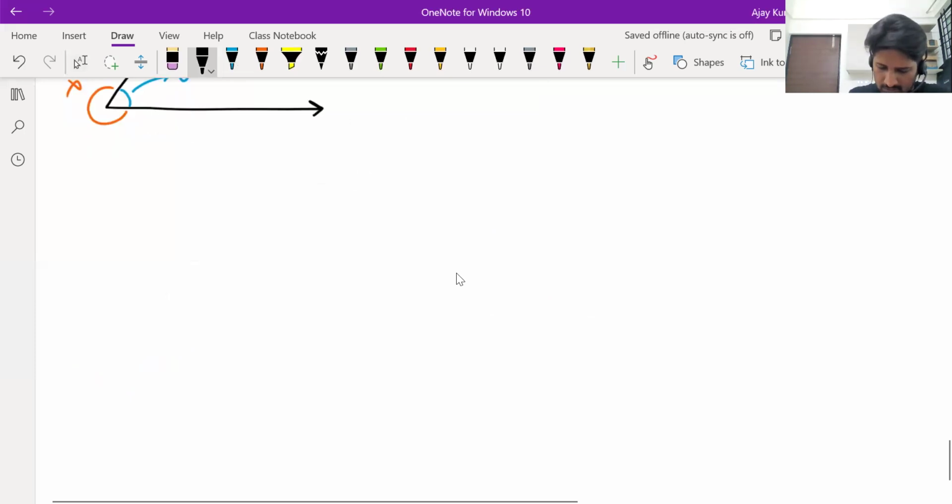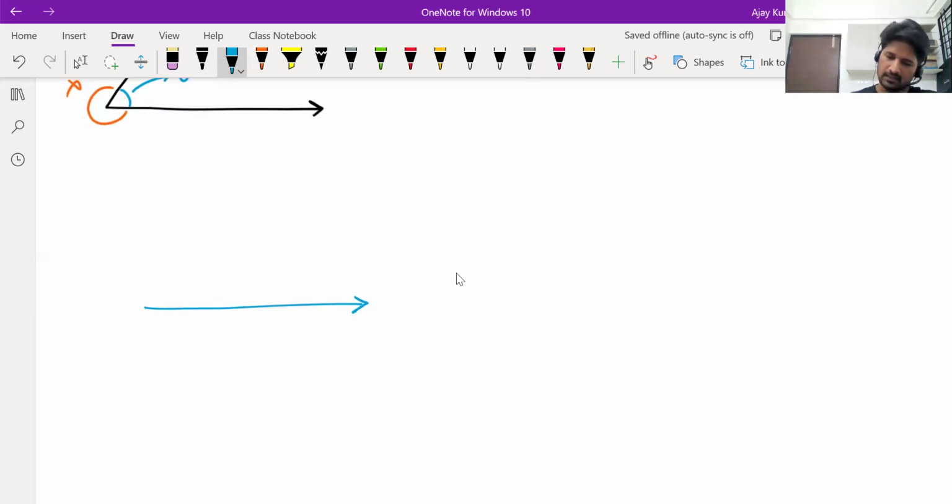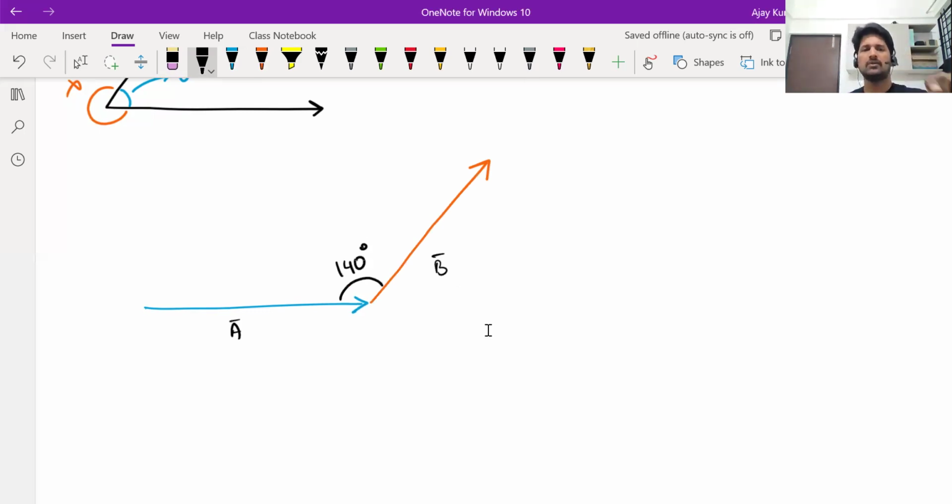Fine. Now, suppose there's one vector like this and another vector like this. Assume this angle is given to you. Let's call these vectors A and B. Assume this angle is given to you as 140 degrees. Tell me, is 140 degrees the angle between these two vectors?